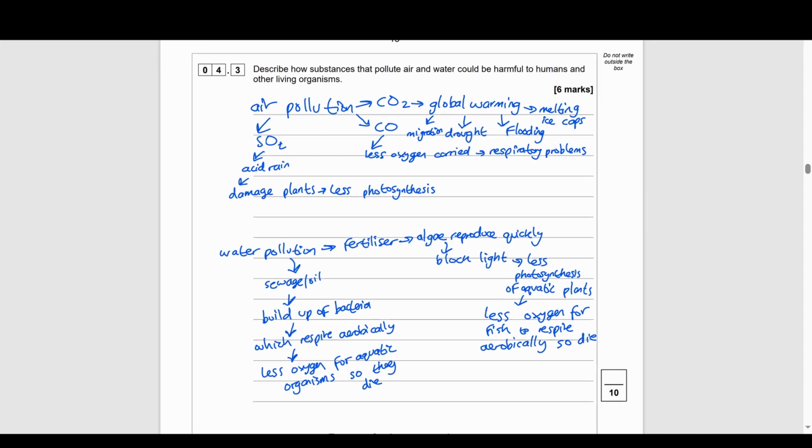Okay, so it's 6 marks here, so it's not going to be for single points. We need to make sure that we've covered pollution of air, pollution of water, and then talking about how they can be harmful to humans. So we've definitely done that in terms of global warming, drought, because if there's a drought, there'll be fewer crops grown, so that can cause famine, and other living organisms. So we've spoken about plants and we've spoken about fish. So we've said examples that will be able to satisfy 6 marks here based on the criteria that they're asking for in the question.